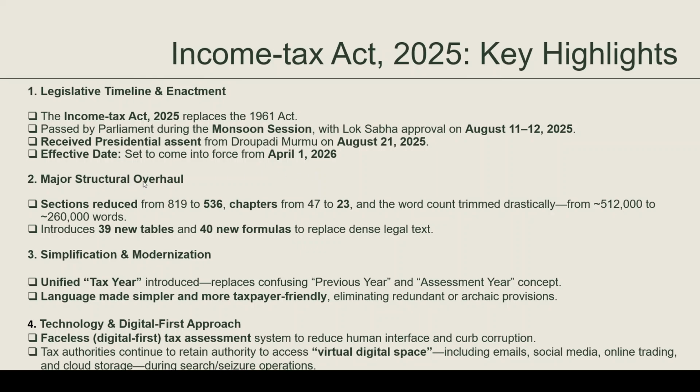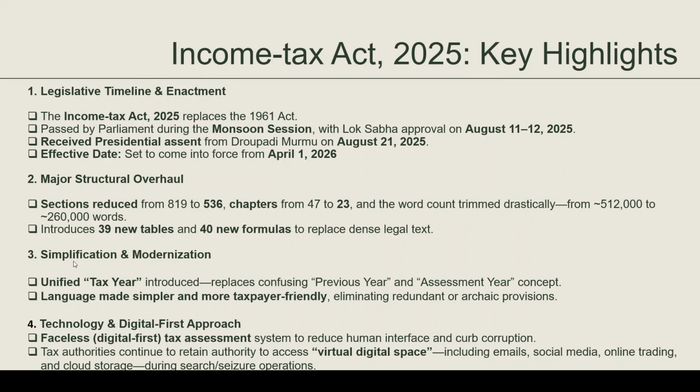So what is the major structural overhaul in this Income Tax Act? Sections will be reduced from 819 to 536, chapters from 47 to 23, and word count trimmed drastically from 5,12,000 to 2,60,000. So it is like half of what we have in the current Income Tax Act 1961. It introduces 39 new tables and 40 new formulas to replace the dense legal text.